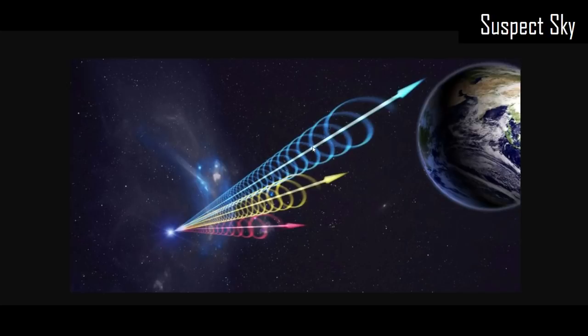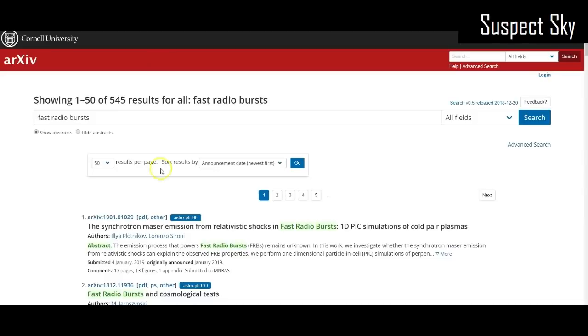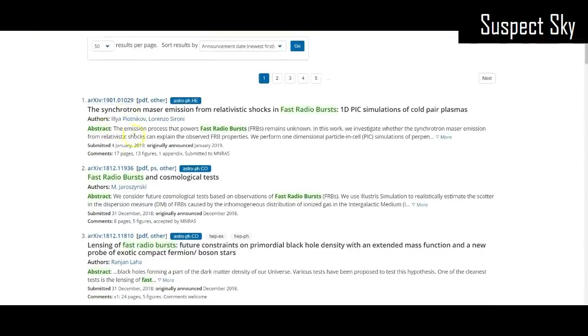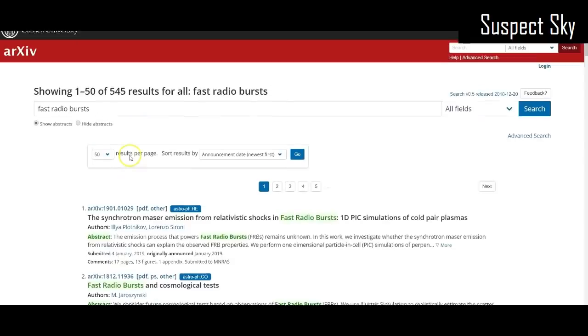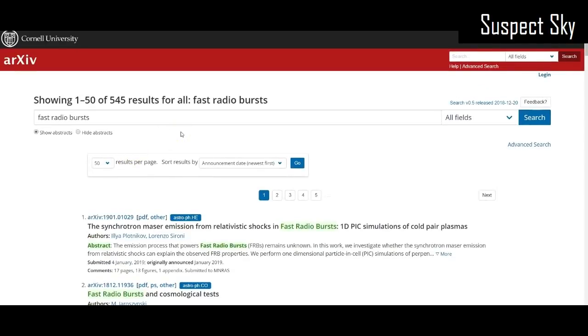And we've been saying this on this channel for years. So now with the confirmation of a second repeater, we really have to start rethinking our understanding of what FRBs are. Really quickly, if you go to arXiv, A-R-X-I-V, this is a free source where you can find the latest information from physicists and astronomers. If you do a quick search for fast radio bursts, you'll find a number of articles, hundreds actually, whereby everybody's trying to guess what is causing these signals.